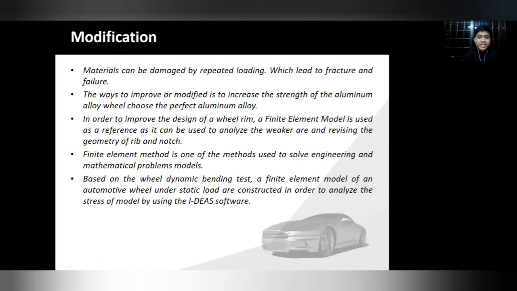So thank you, moderator. So the question is, what modification can be used to avoid this problem? Materials can be damaged by repeated loading, which leads to fracture and failure. So the ways to improve or modify are to increase the strength of the aluminium alloy and choose a suitable one. In order to improve the design of the wheel rim, finite elements are used to analyze the weaker parts of the wheel rim and revise the geometry of the rib and notch.